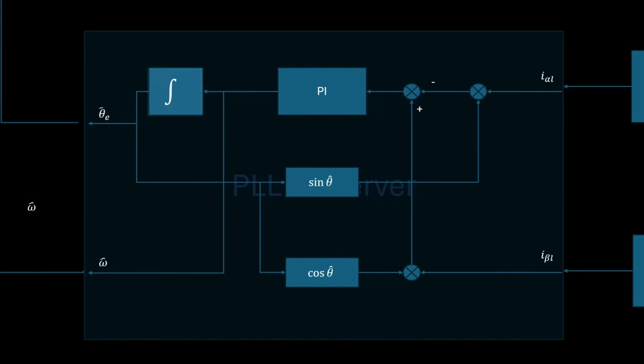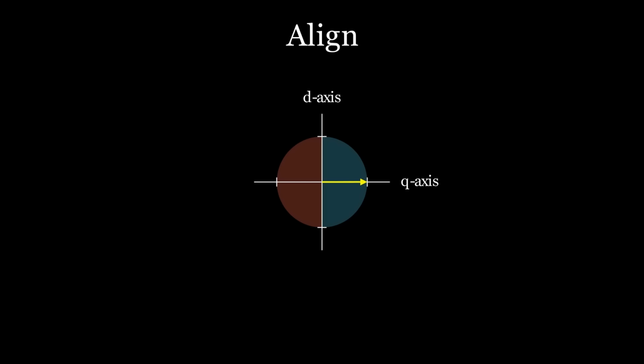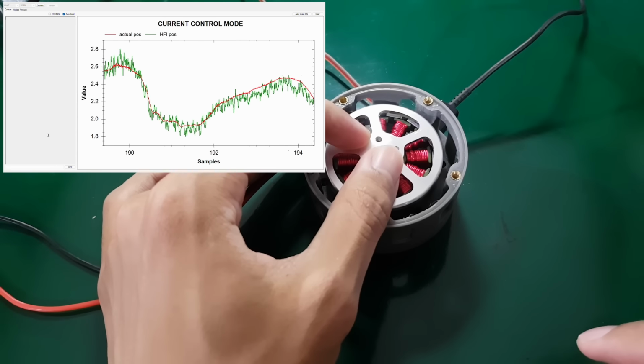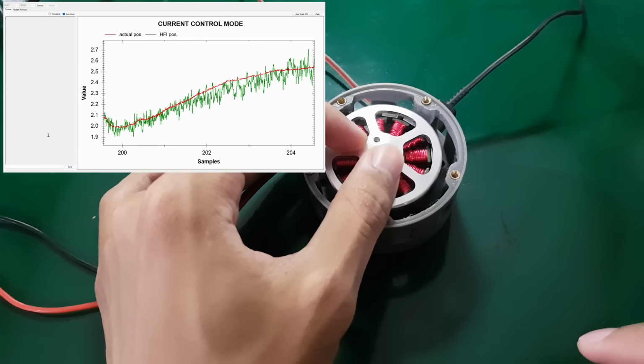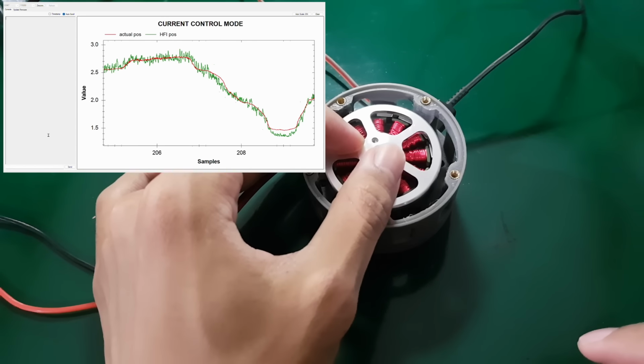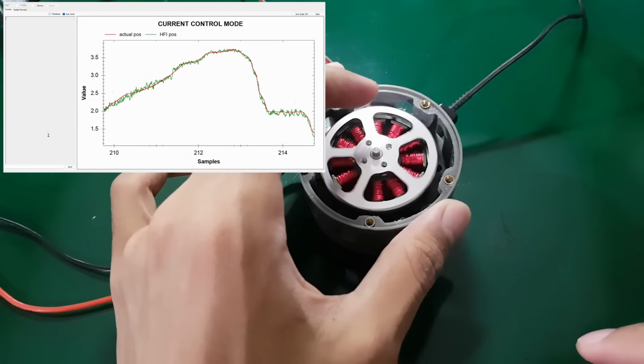Since this estimated angle value comes from the result of integration, it's important to know the initial rotor position at startup. One of the simplest ways is to align the rotor to a known angle, such as 0 degrees, so that the estimated angle matches the actual angle. After performing this alignment, the estimated angle truly becomes very close to the actual rotor angle.